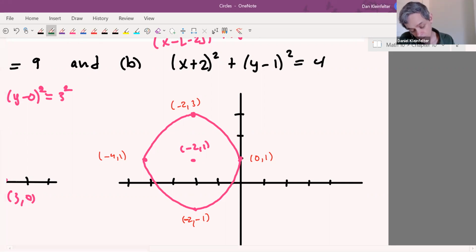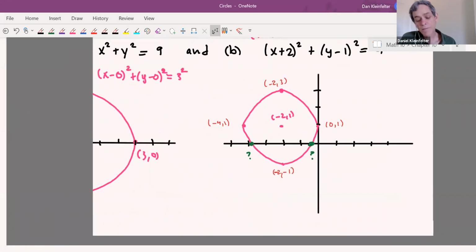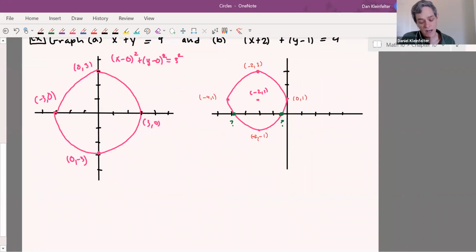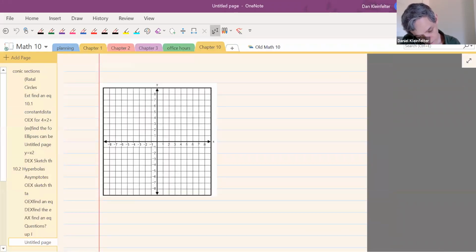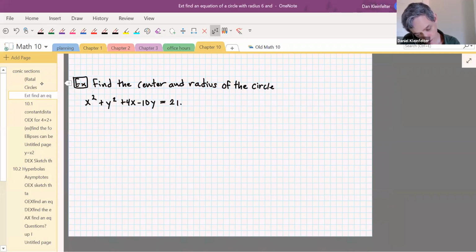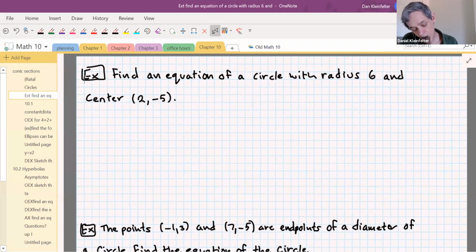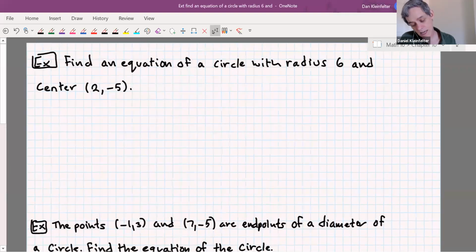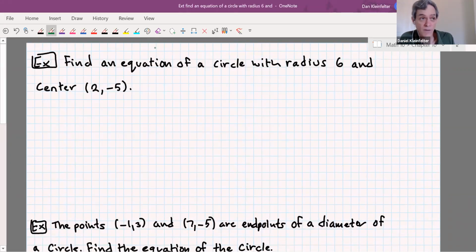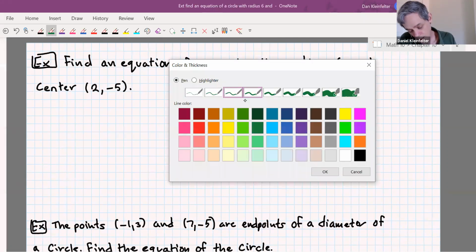You can give yourself some bonus points if you can figure out where those two intercepts are, and figure out what the labels there have to be. Okay, so we've drawn a couple of circles, one centered at the origin and one not. All right, so what we want to do next is work on finding some equations of circles. So here, instead of being given an equation and drawing a graph, we want to actually produce the equation. Okay, so let's do that.